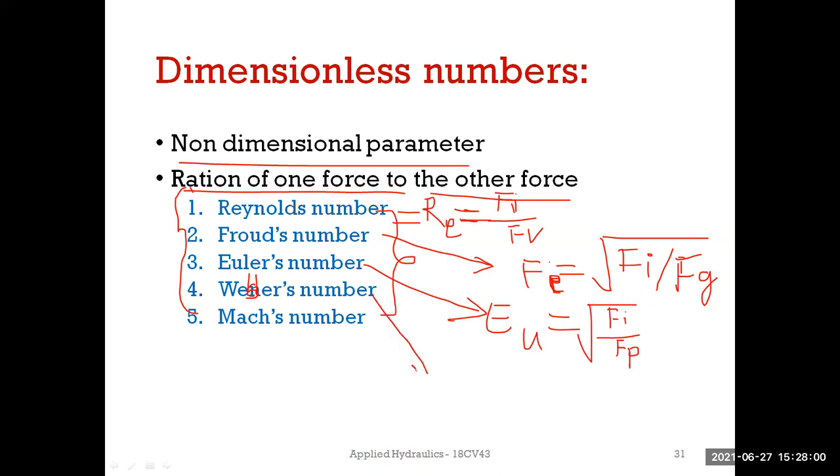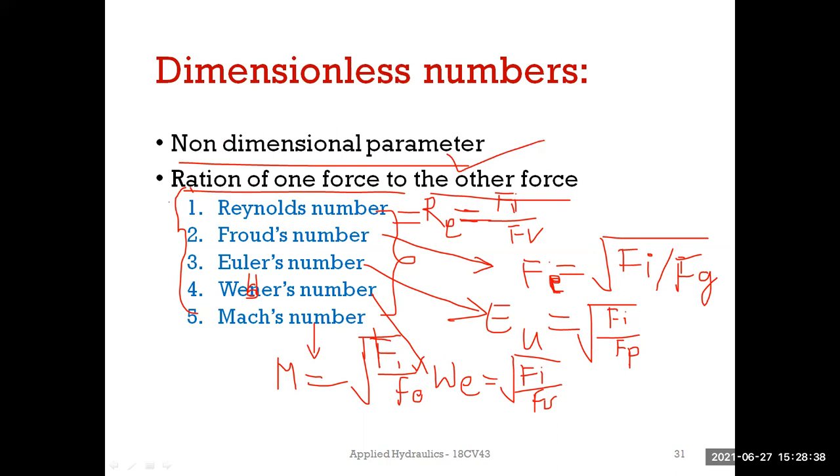The next number is Weber's number, denoted by We, which is the square root of Fi divided by Fs, that is inertia to the surface tension force. The last one is Mach number, denoted by M, which is equal to the square root of Fi over the remaining force, that is the elastic force. So inertia to the elastic force is your Mach number. These are the different dimensionless numbers, also called non-dimensional parameters: Reynolds, Froude, Euler's, Weber's, and Mach.